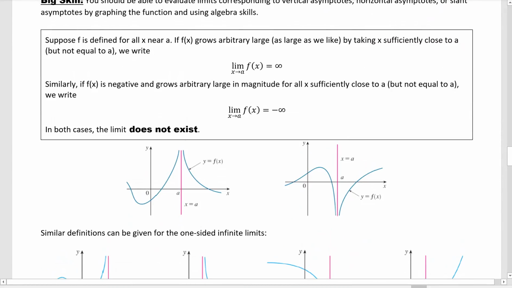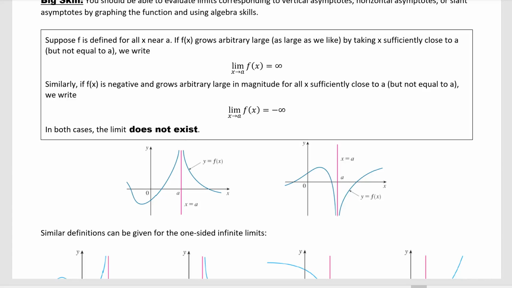So, definition. Suppose f is defined for all x near a. If f of x grows arbitrarily large as we like, by taking x sufficiently close to a but not equal to a, we write the limit as x goes to a of f of x equals infinity. Similarly, if f of x is negative and grows arbitrarily large in magnitude for all x sufficiently close to a but not equal to a, we write the limit as x goes to a of f of x equals negative infinity. In both cases, the limit does not exist.